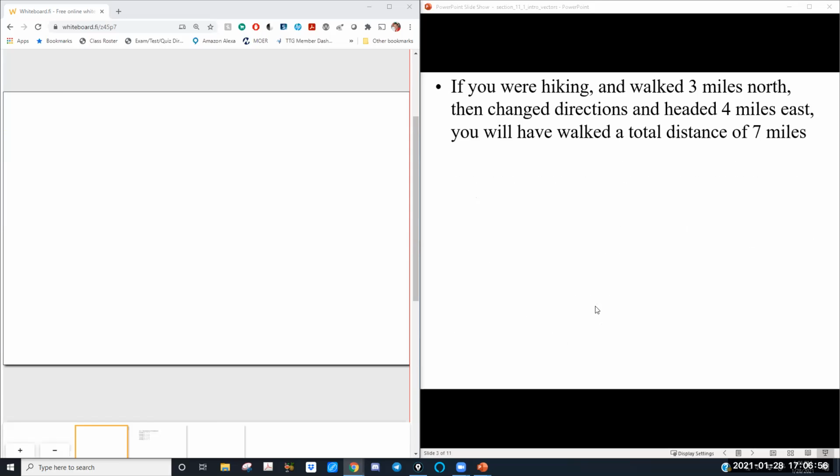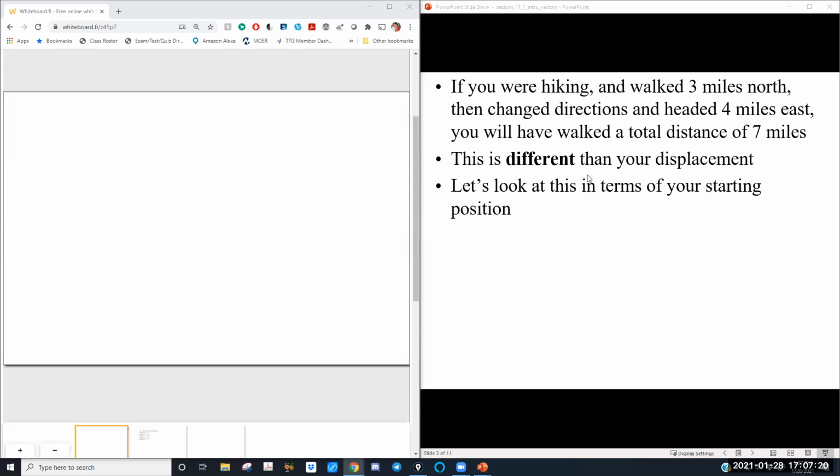We're not going to spend a ton of time on this. You've gone through the videos, but I do want to go through some basic things. Let's talk about displacement. If you walked 3 miles north and 4 miles east, you have walked a total of 7 miles. That's your total distance traveled. That's different than your displacement, which is measured from your starting position. So if you started here, went 3 miles north, 4 miles east, your displacement would be 5 miles at 60 degrees east of north.